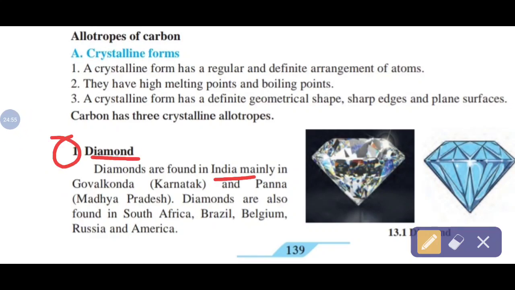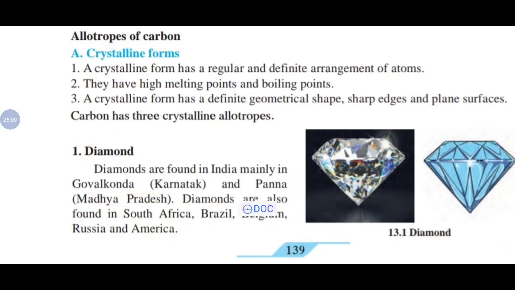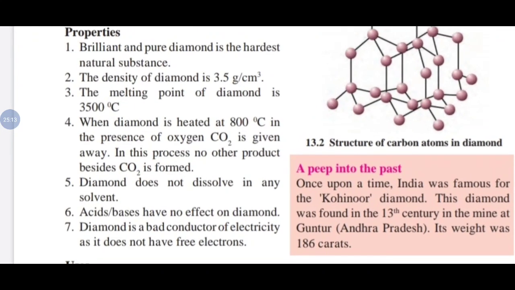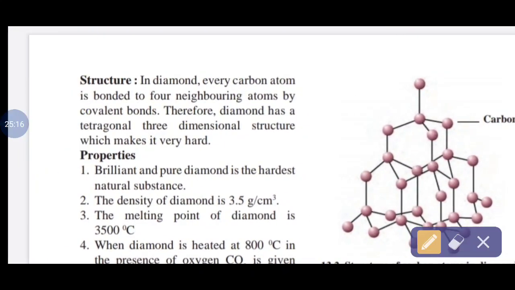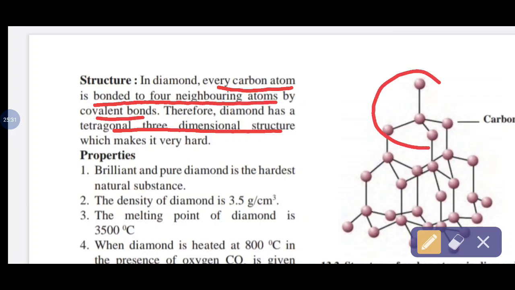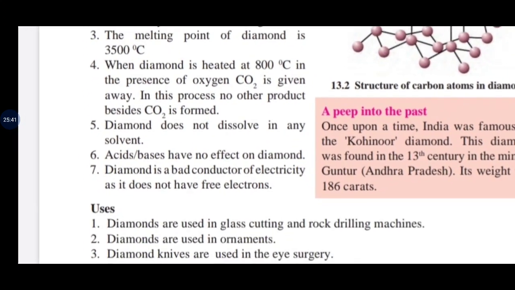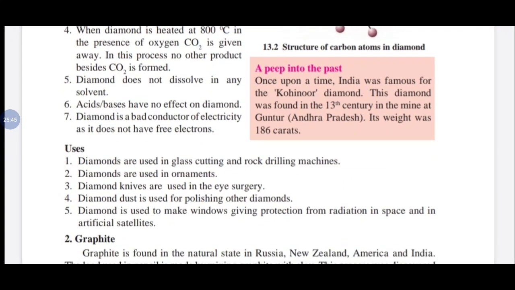Diamond is found in India, mainly in 2 places: Kollur in Karnataka and Panna in Madhya Pradesh. It is even found in other places in the world like South Africa, Brazil, Belgium, Russia and America. Next, the structure of diamond is a tetrahedral three-dimensional structure because every carbon atom is bonded to 4 neighboring atoms by covalent bonds, which we observed in the picture given alongside this explanation. That's why it is a very hard substance. 7 properties are given here. And the last point is the 5 uses of diamond.